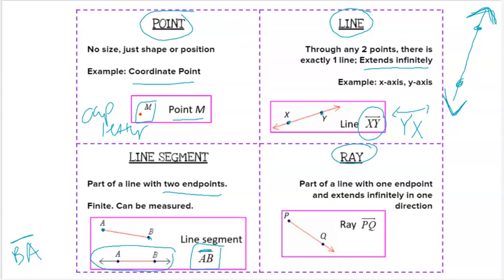Ray. A ray is a part of a line with one endpoint that extends infinitely in one direction. It has one endpoint, which is P in this case, and then it extends infinitely in the direction of Q. With rays, it is essential that you name them appropriately because you start with the endpoint. This could not be named ray QP, because the way we name a ray is that we start with the endpoint and then the arrow on the top points in the direction that it's going. So it's starting at P, going through Q. So that's ray PQ always. With rays, the order does matter when we name it.